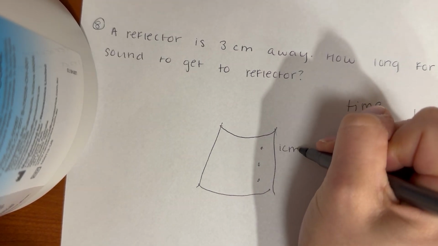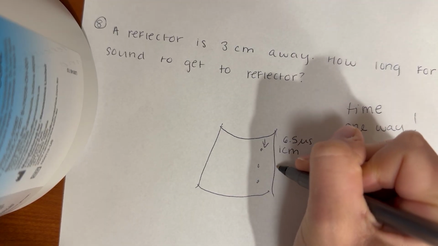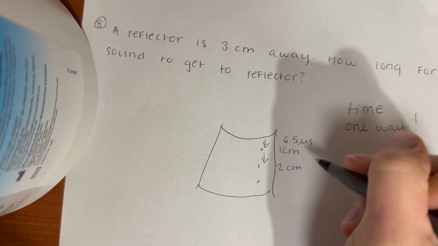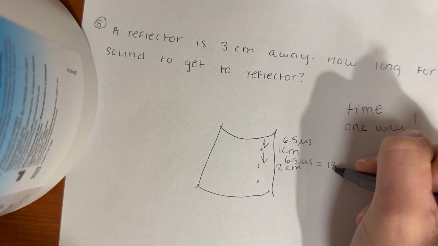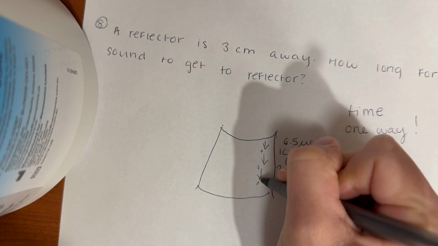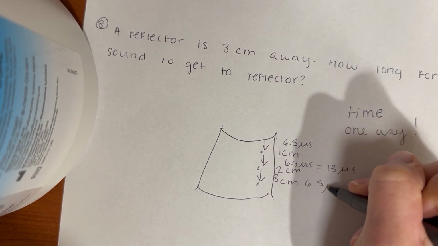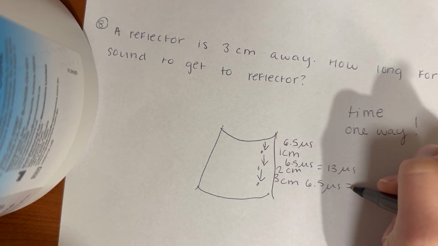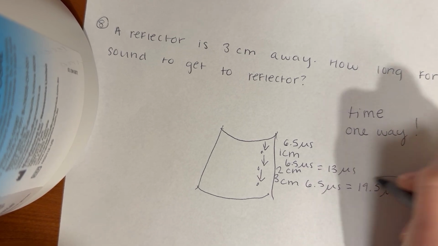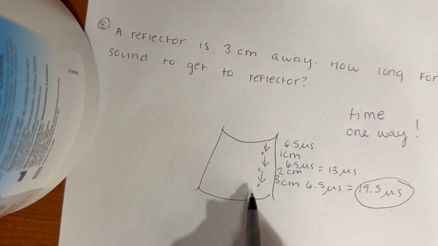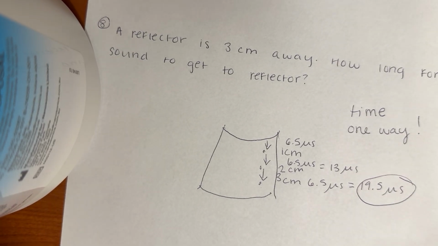So when we get to 1 centimeter, we will have traveled for 6.5 microseconds. When we get to 2 centimeters, we will have traveled for 6.5 more microseconds, which is 13 microseconds. And if we get to 3 centimeters, we will have traveled for 6.5 microseconds more, which is now at 19.5 microseconds that we traveled to get 3 centimeters deep with our sound without coming back to the transducer.